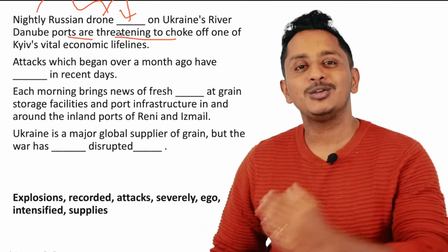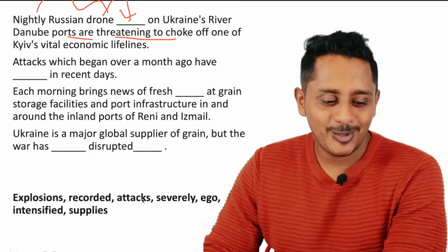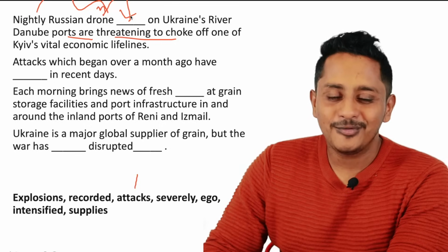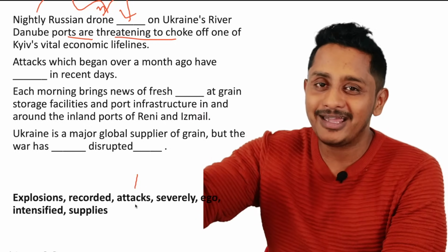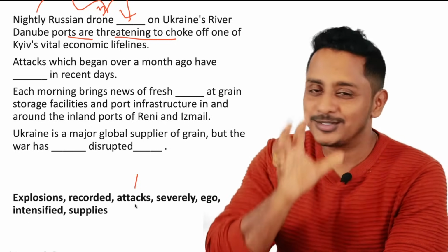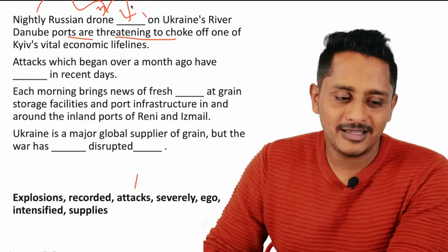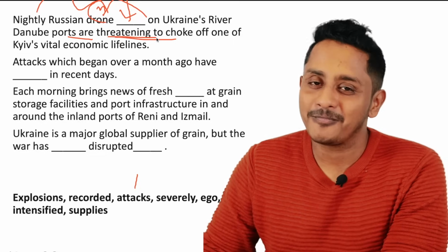So now I am telling you to apply the collocation, because it demands it. Drone attacks. Drone is a noun, here a verb has to come, here attacks is a noun: drone attacks. Not that the drone is going to attack, no, it's a drone attack. Nightly Russian drone attacks, that entire thing is a noun. Drone attacks are threatening, threatening is a verb.